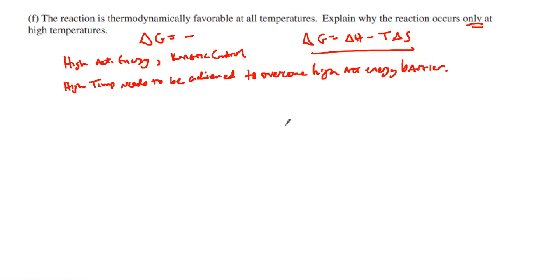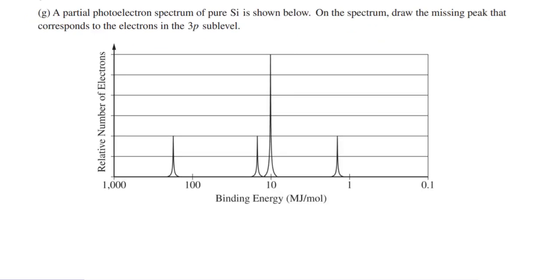And so you can see how we have a high activation energy barrier. Even though it is favorable, we still need to reach that barrier. And even then, those particles need to orient at the right places, need to collide, and so you need all that collision theory happening. Now we go to part G.